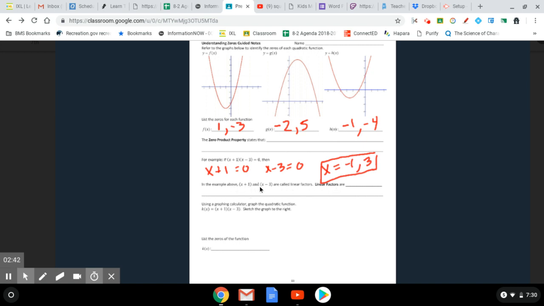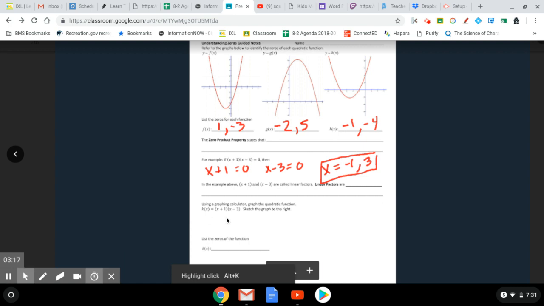Now, what makes them linear is what we discussed a little late yesterday, was that they are first degree polynomials. This is a first degree binomial. So if I was to graph like y equals x plus 1, it would be linear. It would be a straight line. The same thing with x minus 3. If you graph a first degree polynomial, it's a line. And that's because those are linear functions. So these are linear factors because they're factors that are first degree polynomials.